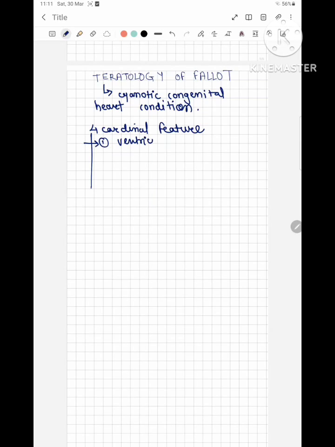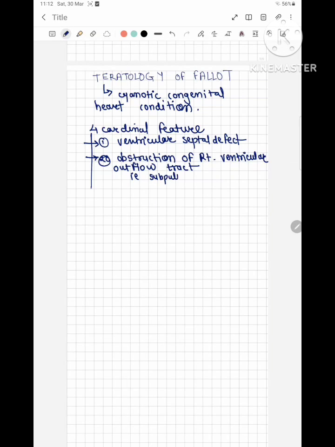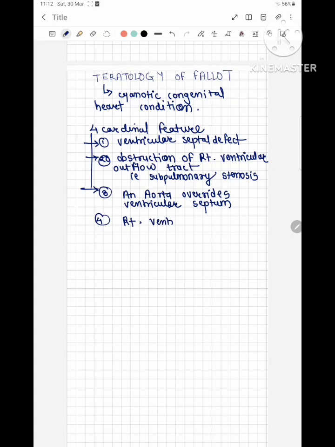That is ventricular septal defect, obstruction of the right ventricular outflow tract, that is subpulmonary stenosis, and the aorta overrides the ventricular septum, and right ventricular hypertrophy. So let's see it in a diagrammatic view.